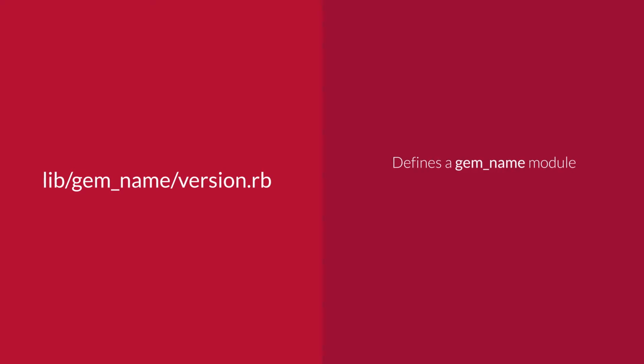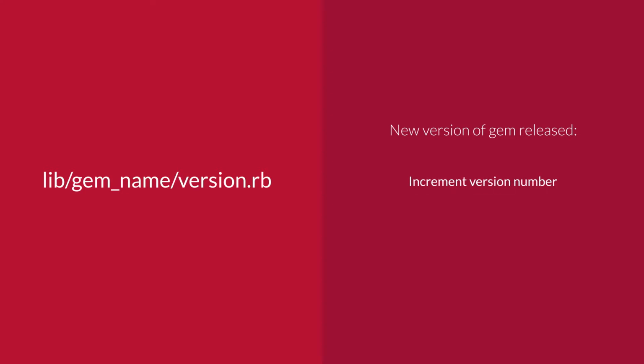Inside that folder, there's a version file which defines a gem name module and in it a version constant. The gemspec file will load this file to specify a version for the gemspec. When a new version of the gem is released, we increment a part of this version number to let RubyGems know that we're releasing a new version.